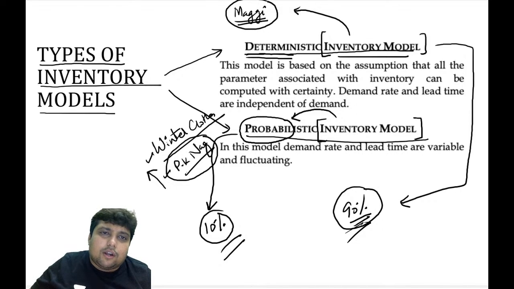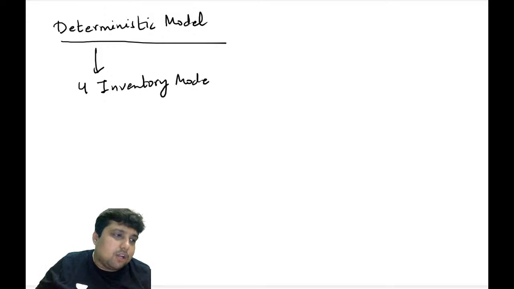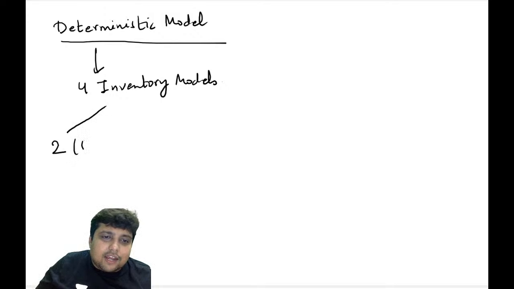So guys, you know what? In the deterministic model category, we are going to study 4 inventory models. Out of these 4 inventory models, 2 models belong to the seller and 2 models belong to the manufacturer.